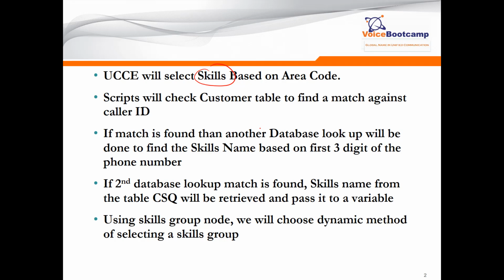And if a match is found, then we're going to do another database lookup that will contain the area code and the skills group name. So we have one database that contains the customer information and one database that contains only the area code and skills group name. If a match is found in the second lookup, a skills group name will be selected and that name will be dynamically applied to the skills group node. So using the skills group node, we will choose a dynamic method of selecting a skills group.